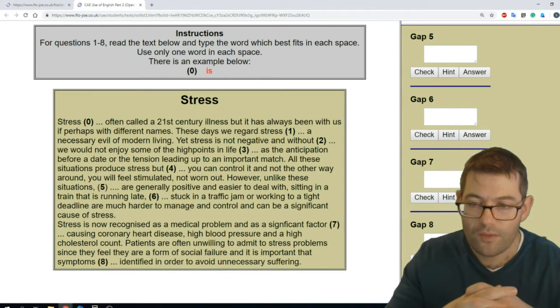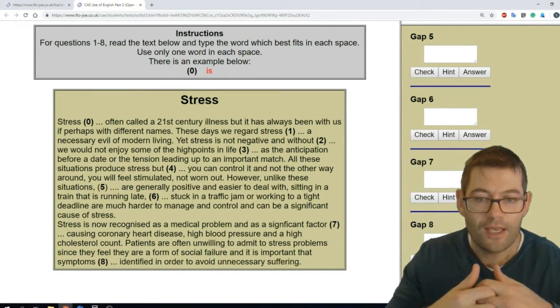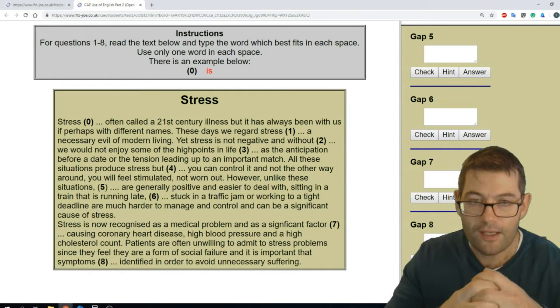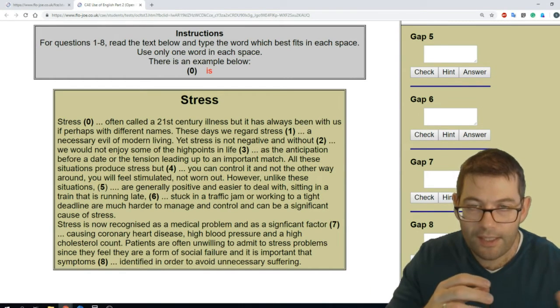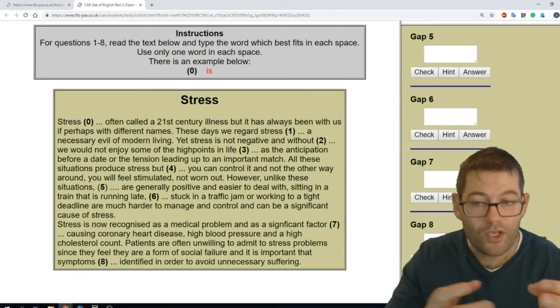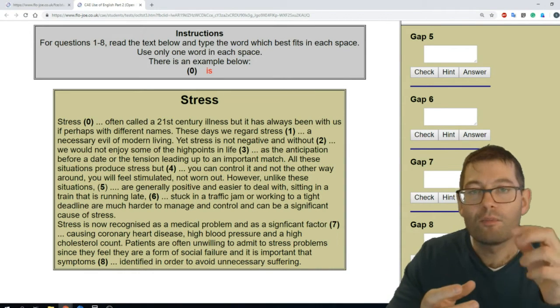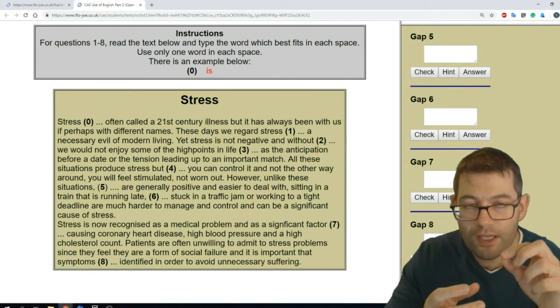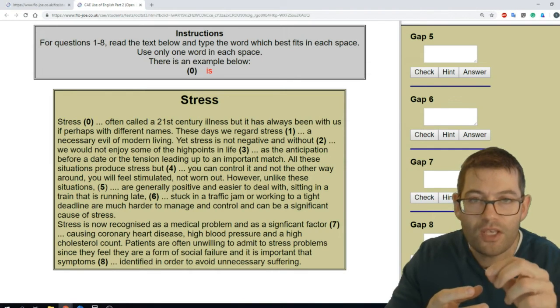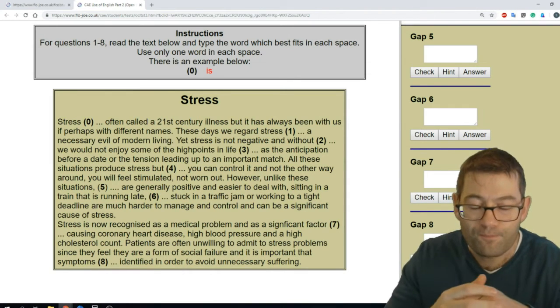So unlike these situations, which are generally positive and easy to deal with, sitting in the train that's running late, and so on. So here we have to say which. We can't say that because of the type of relative clause that we're using in this sentence.